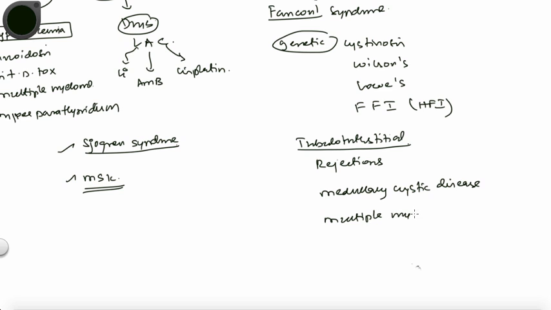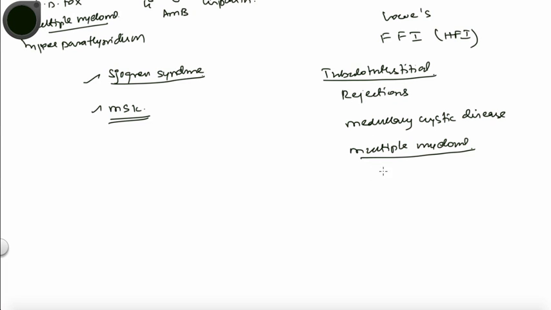Why multiple myeloma? Multiple myeloma can cause distal RTA by producing hypercalcemia, and proximal RTA by the deposition of immunoglobulins or light chain immunoglobulins in the tubules, thereby destroying the proximal tubules. And apart from these causes, a lot of drugs can cause proximal RTA, and there are certain drugs you should never forget.